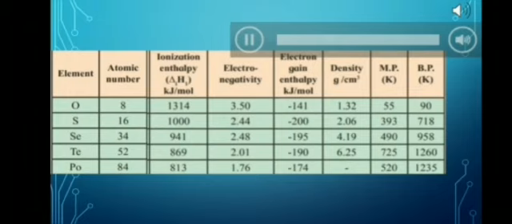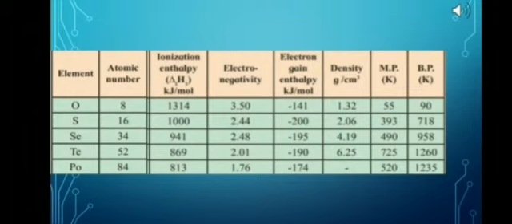Now let us see the other property, that is ionization enthalpy. This ionization enthalpy you have studied in the 11th standard. The energy required to remove an electron from an isolated gaseous atom in its ground state is called ionization enthalpy. This ionization enthalpy is always positive, since energy always needs to be supplied to knock out the electron from the atom.